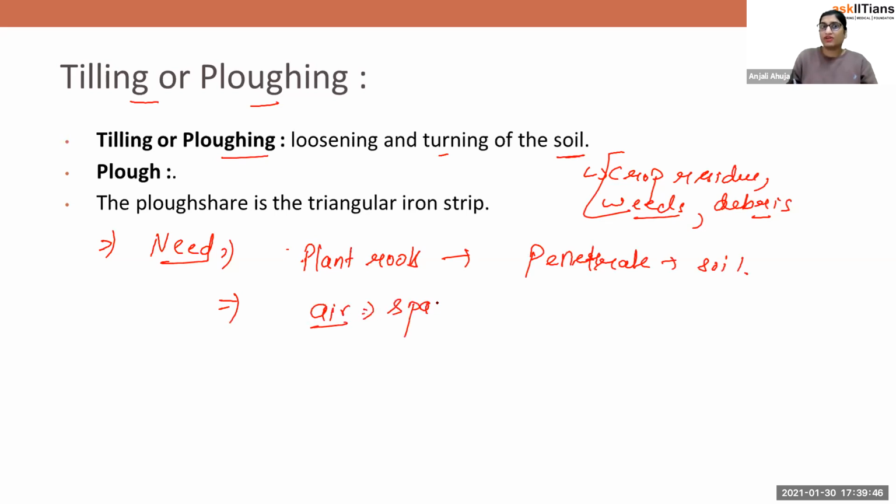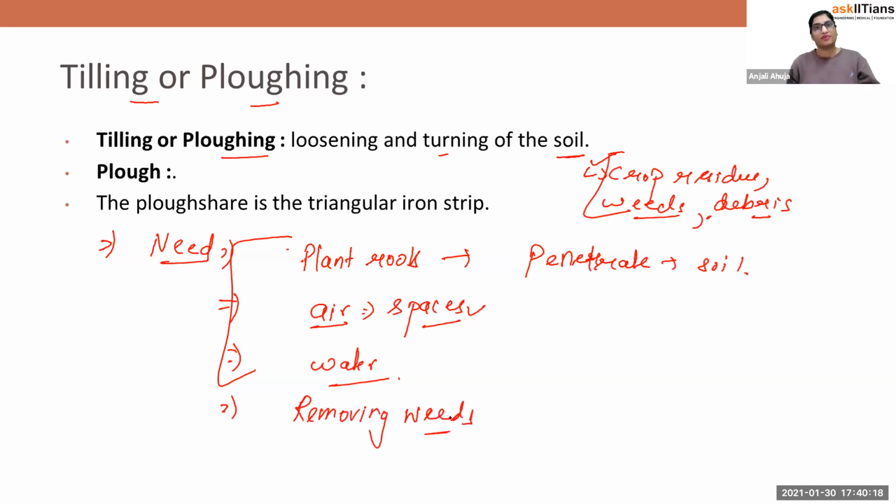spaces, because plant roots also need to do the gaseous exchange of oxygen and CO2 that happens with the help of air spaces. And when there are more air spaces, water can also be held in it. So this makes the soil very healthy for the growth of the plant. And also ploughing is very important in removing the weeds and the debris, because it just cuts them up and they become manure now. So in removing the weeds, you can just write all these points.